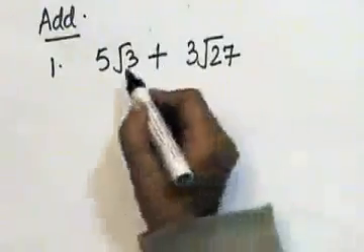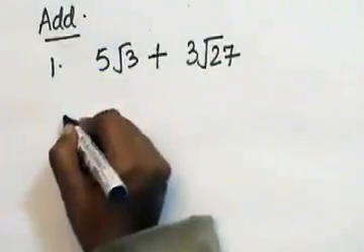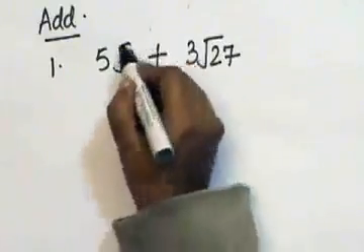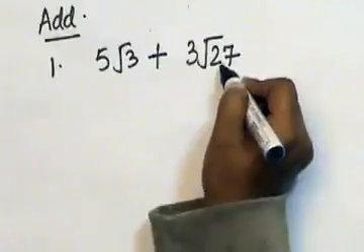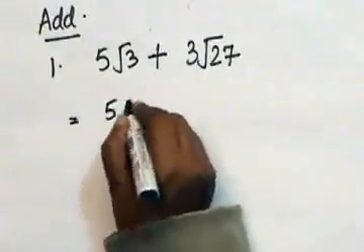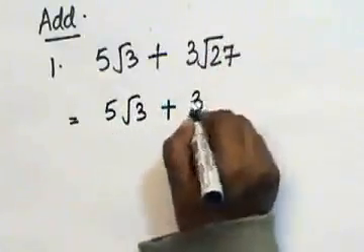Add these two terms containing irrational numbers. Now, when we add, only like terms are added up. Here, it is root 3 and it is root 27. They cannot be added directly. To add them, we need to simplify this irrational.